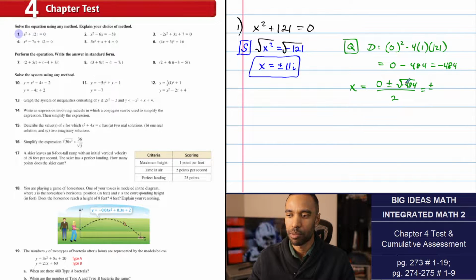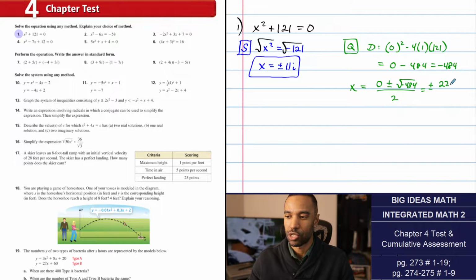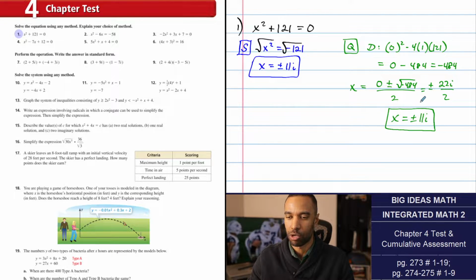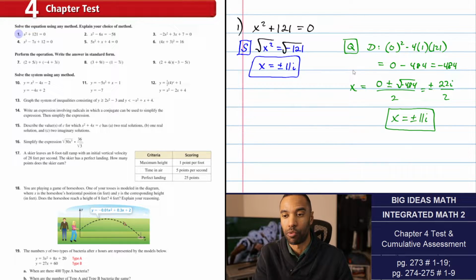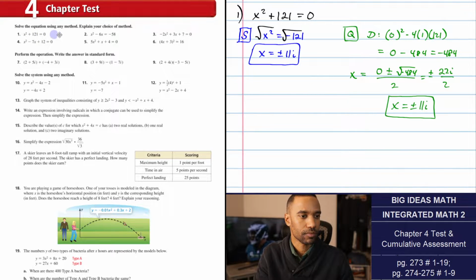So we're looking at plus or minus. Now, the square root of 484 is 22. So this is plus or minus 22i all over 2, which means we're looking at plus or minus 11i. It should be the same answer, obviously, and we do get the same answer. A little bit more work done there, significantly more to me. Bigger numbers, you had to do a square root within still, and that's why I would have preferred square roots. All right, there's number 1.